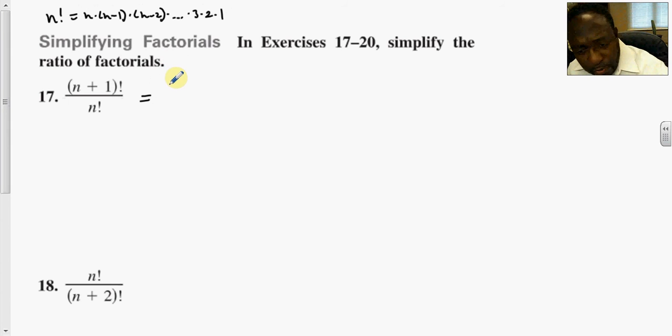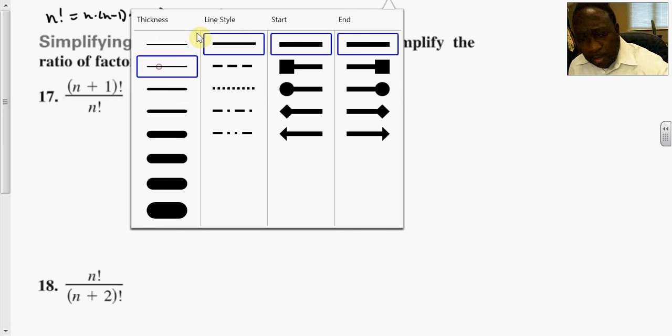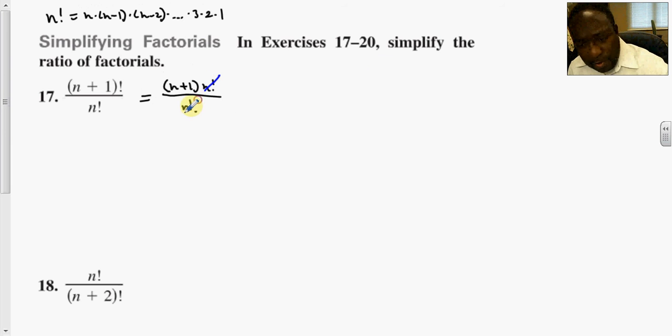So n plus 1 factorial is defined as n plus 1 times n factorial. This is divided by n factorial. So the n factorials cancel out, and all you have left here is n plus 1.